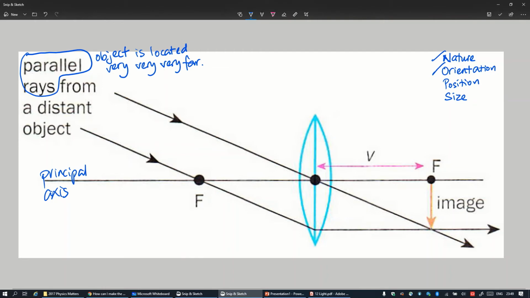How about the position of the image? Now, as I said earlier, the object is located very, very, very far away. In fact, so far that it can be considered the object distance is infinite. And in this case, when you look at the ray diagram, the image is actually formed on the principal focus.